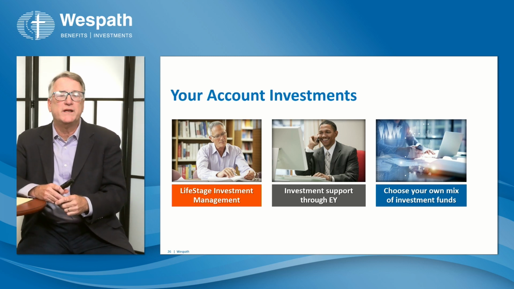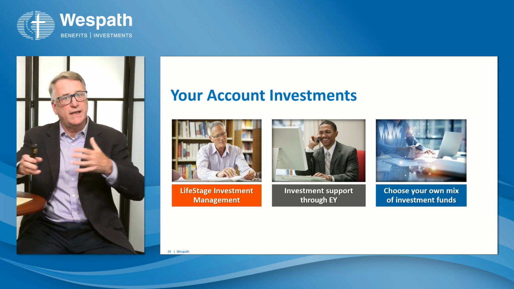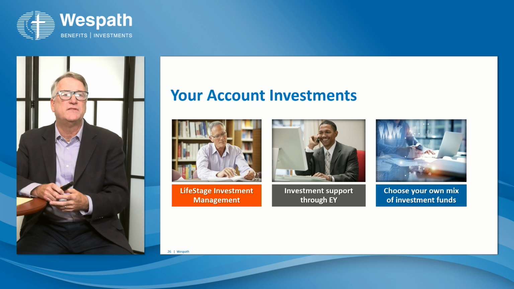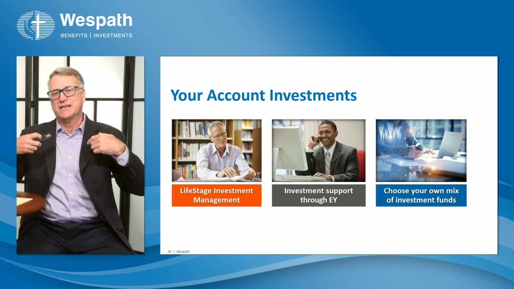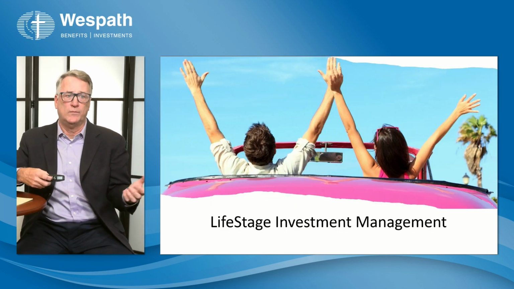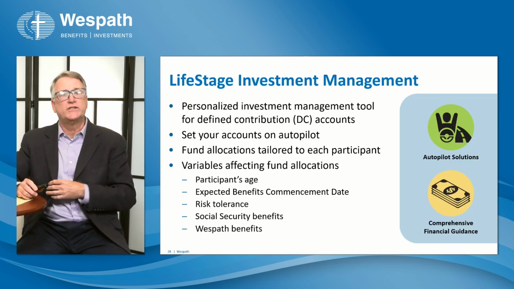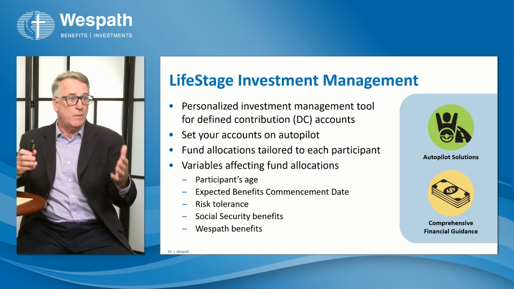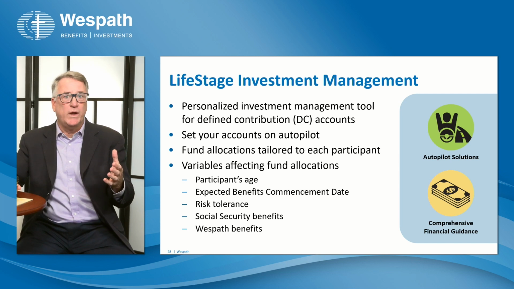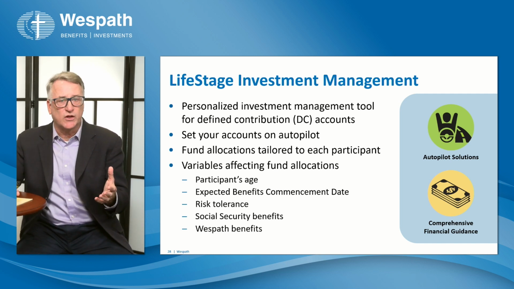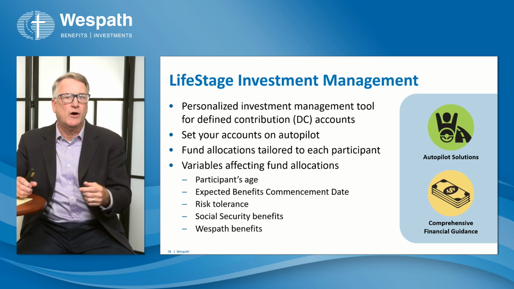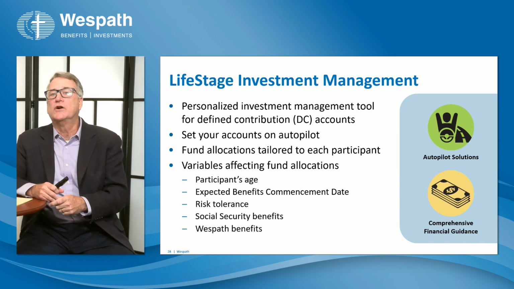You can choose your own mix of investment funds, where you're saying I want X percentage of my account to go into this fund or that fund, or you can use Life Stage Investment Management, where you're asking us to derive the investment allocation for you through the long haul. The way Life Stage works is we look at you as an individual. Are you married? What's your expected benefit commencement date? What's your age? We anticipate Social Security benefits unless you tell us otherwise. We also look at your Wespath benefits to see what kind of income may be derived from other benefits that you have. And then we look at your risk tolerance.